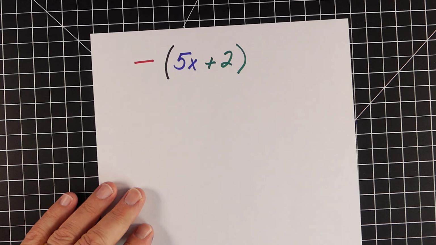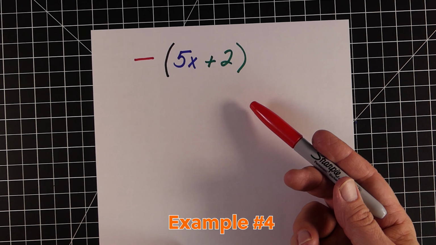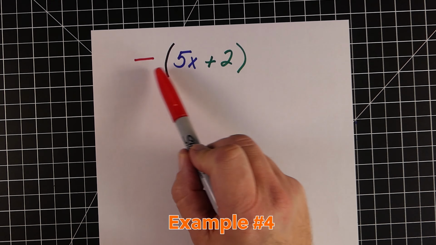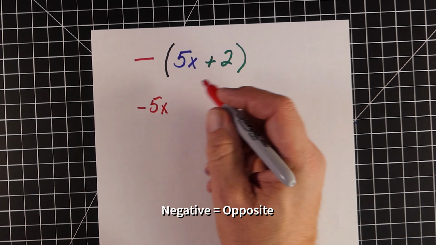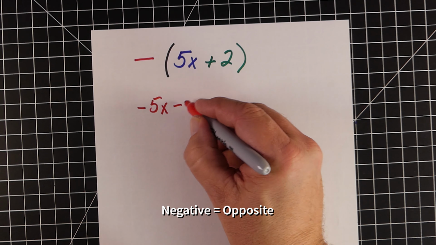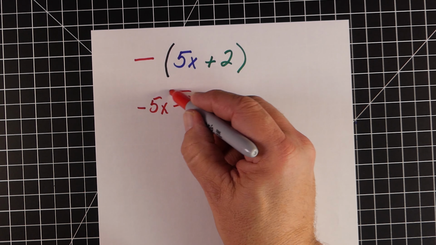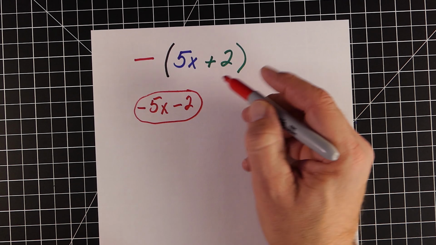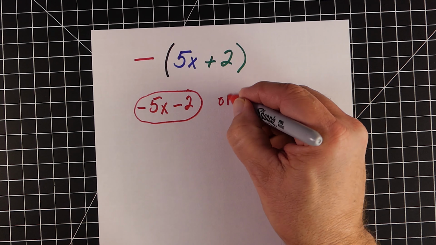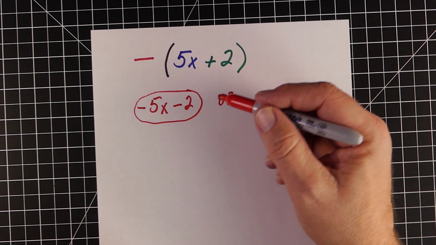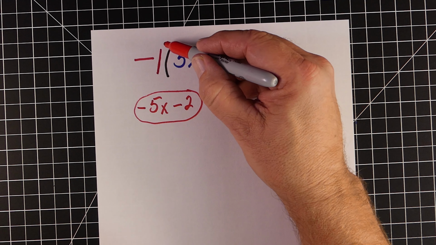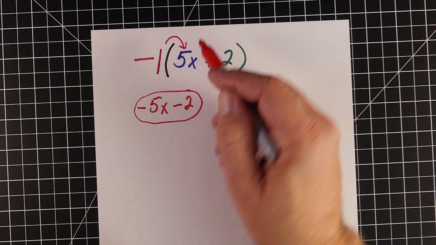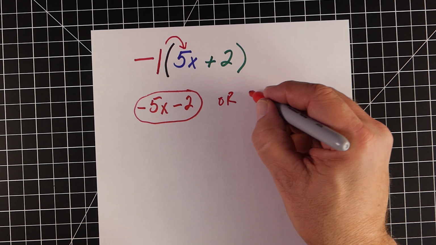All right, so that brings us to our next example here. Now this one you're going to notice there's a negative sign outside of the parenthesis here. So one thing you could always do is think of it this way. A negative means opposite. So everything in the parenthesis would be opposite. So positive 5x becomes negative 5x. Plus 2 becomes a minus 2. But what I like to do is think of this negative sign as a negative 1, and you can distribute this.